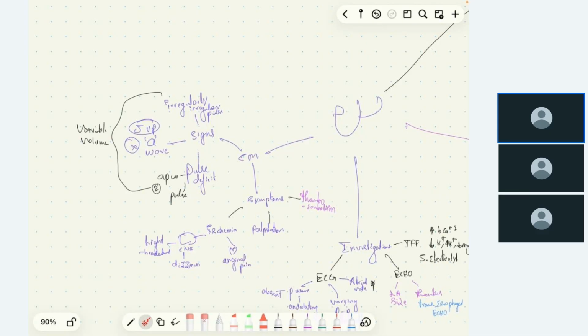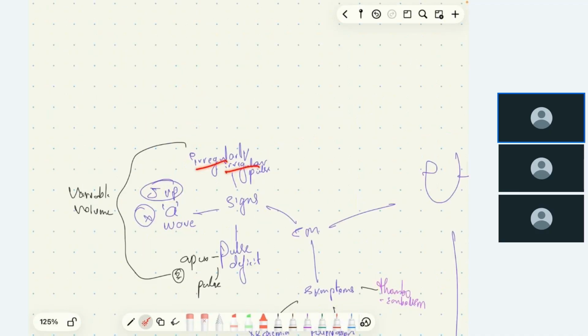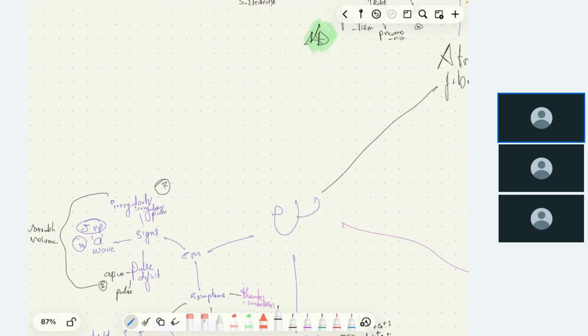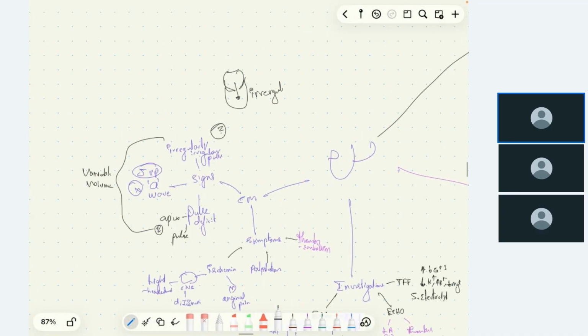Irregular pulse. Why so? During atrial fibrillation, only few impulses of atria are transmitted to the ventricle, at irregular intervals. Since only few impulses are being transmitted from atria to ventricle at irregular intervals, it leads to irregular contraction of the left ventricle, leading on to irregular pulse with variable volume.